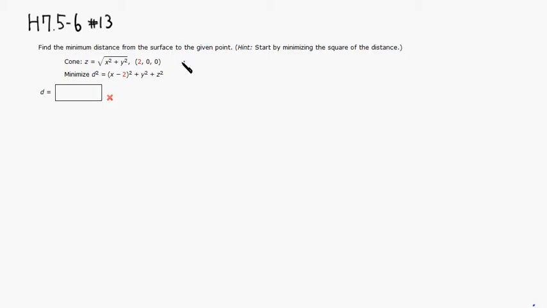First thing I would do is square this so that I don't have to see the square root. So z squared is equal to x squared plus y squared. Then I'm going to subtract the x squared and the y squared. We get z squared minus x squared minus y squared is equal to 0. So I'm going to call this g of x, y, z.